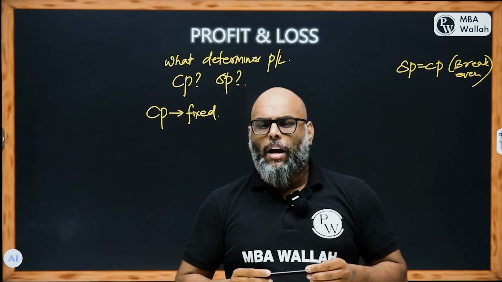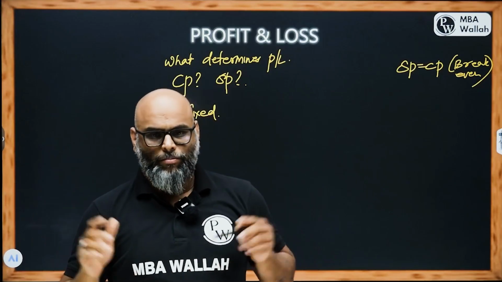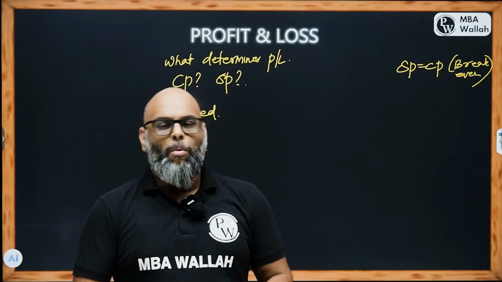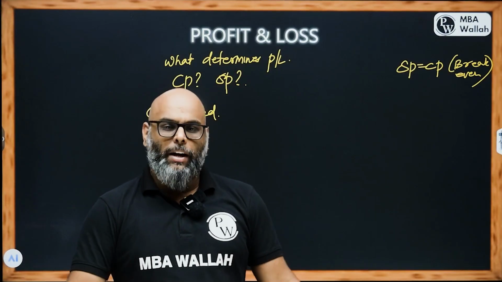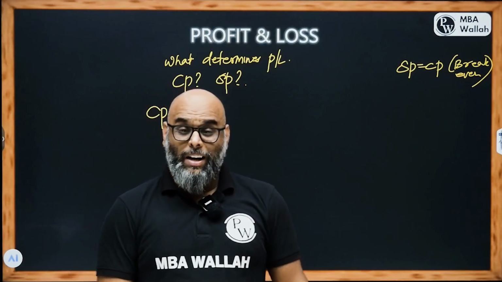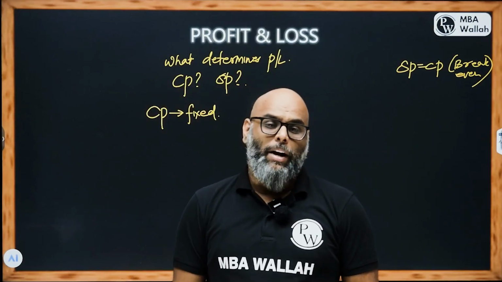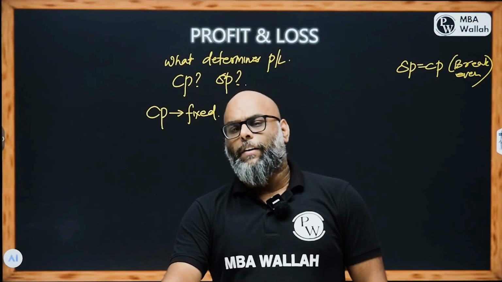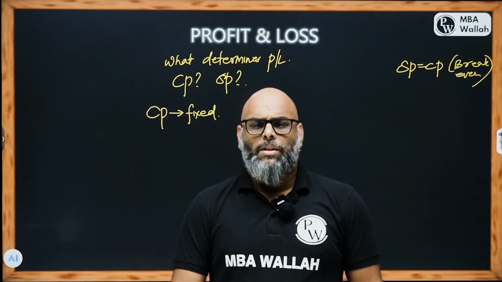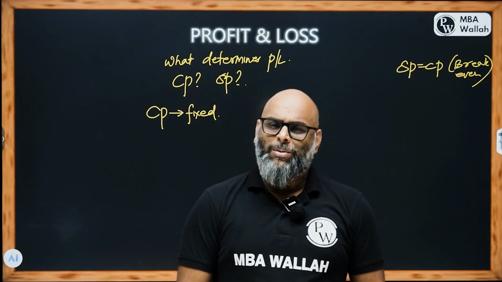Do I have that under my control anymore? Of course, you can say I could have bought it for 32,000. I could have bargained. Yes, you could have bargained, but we did not. After a point, we decided, chalo, we'll buy it. You bought it for 35,000. That's fixed.